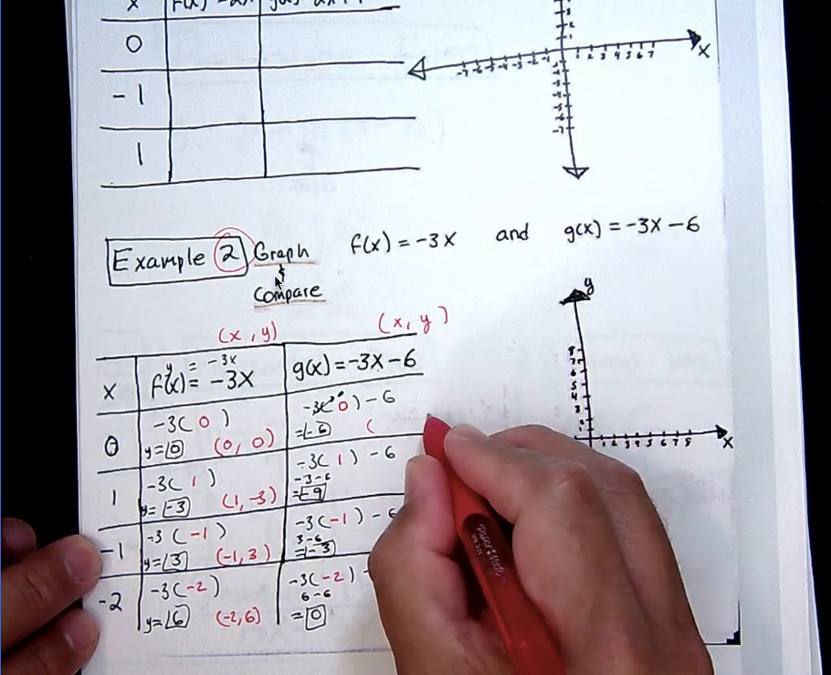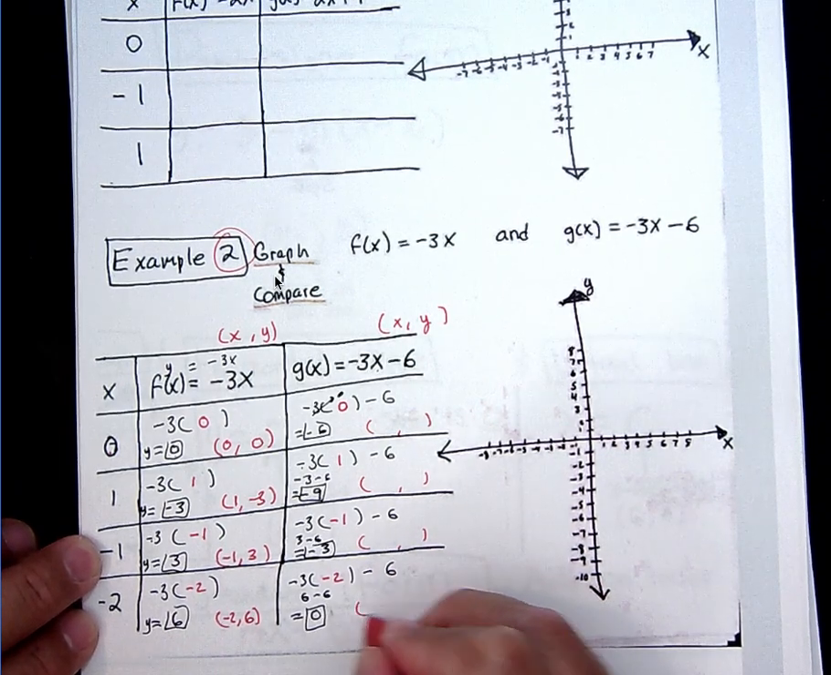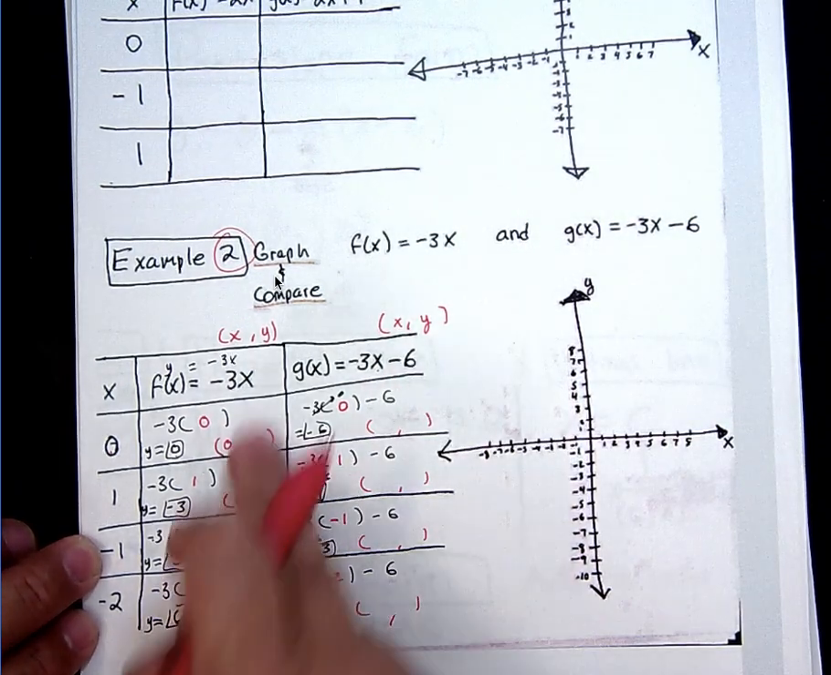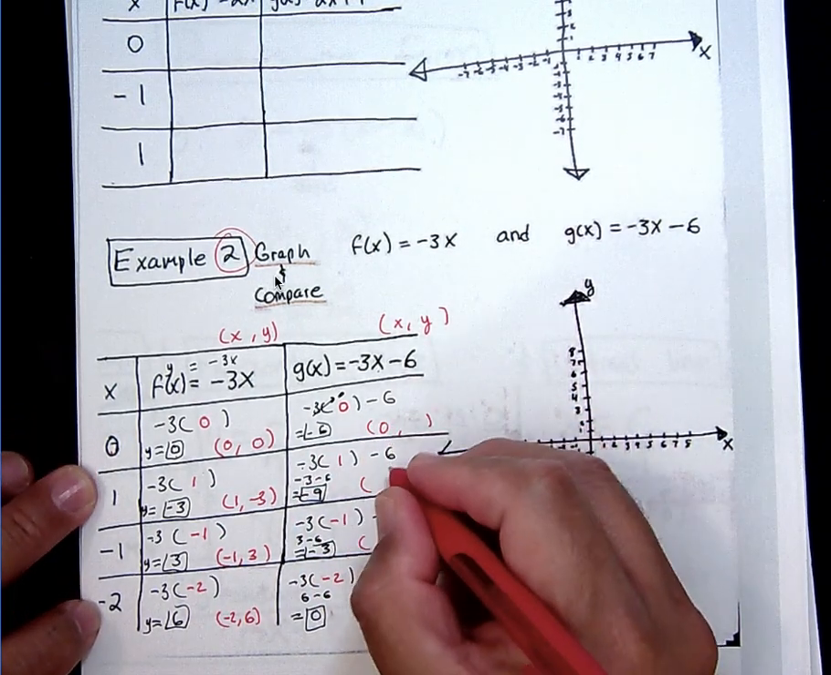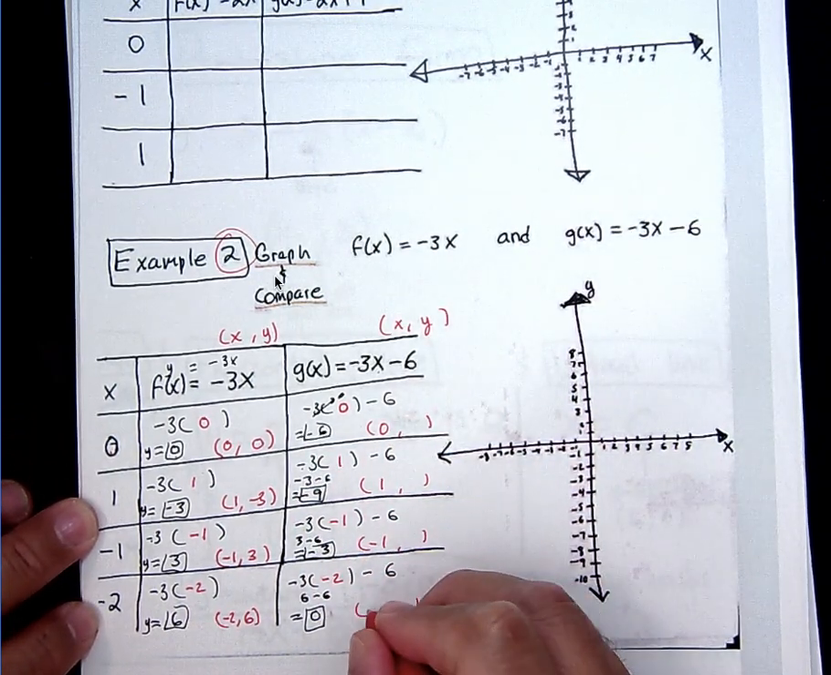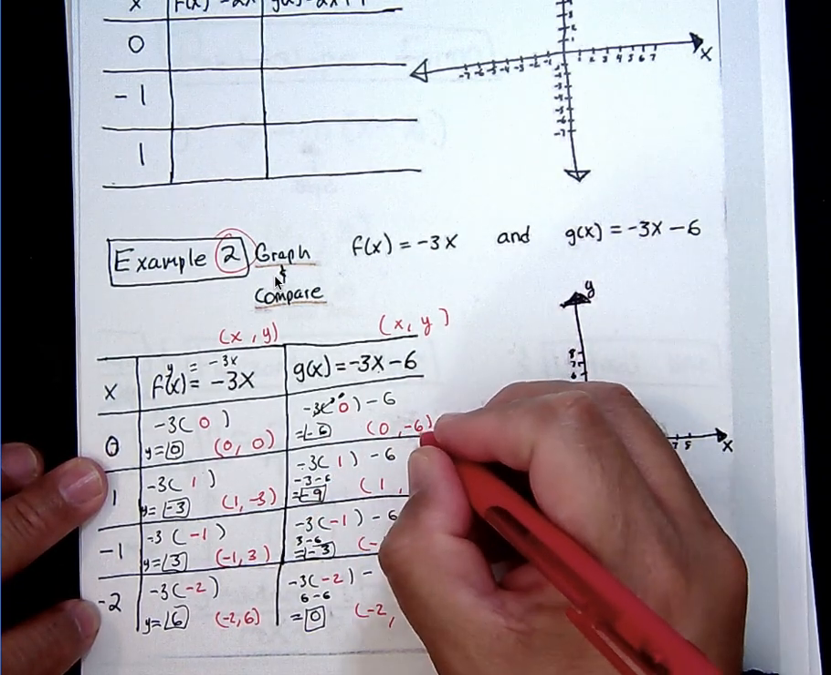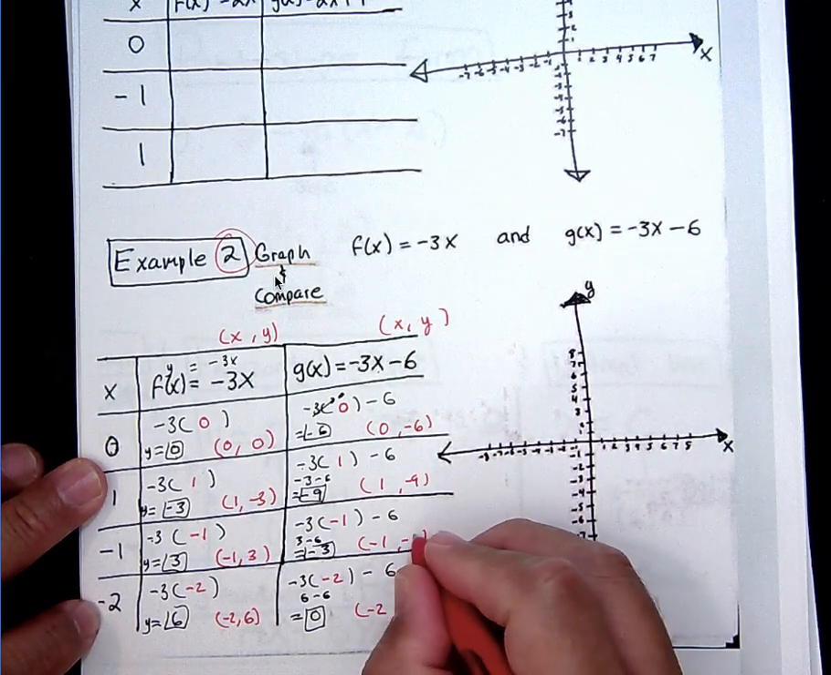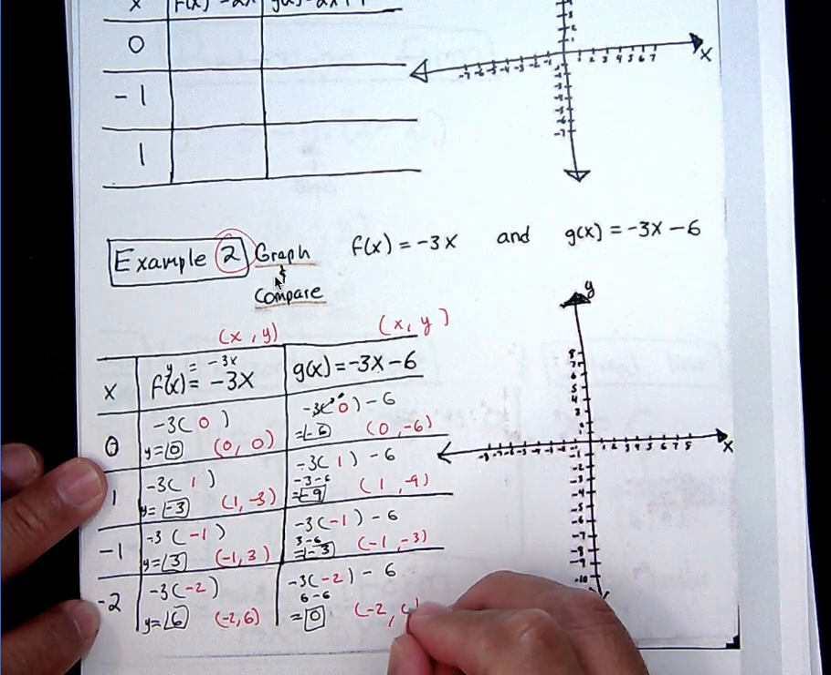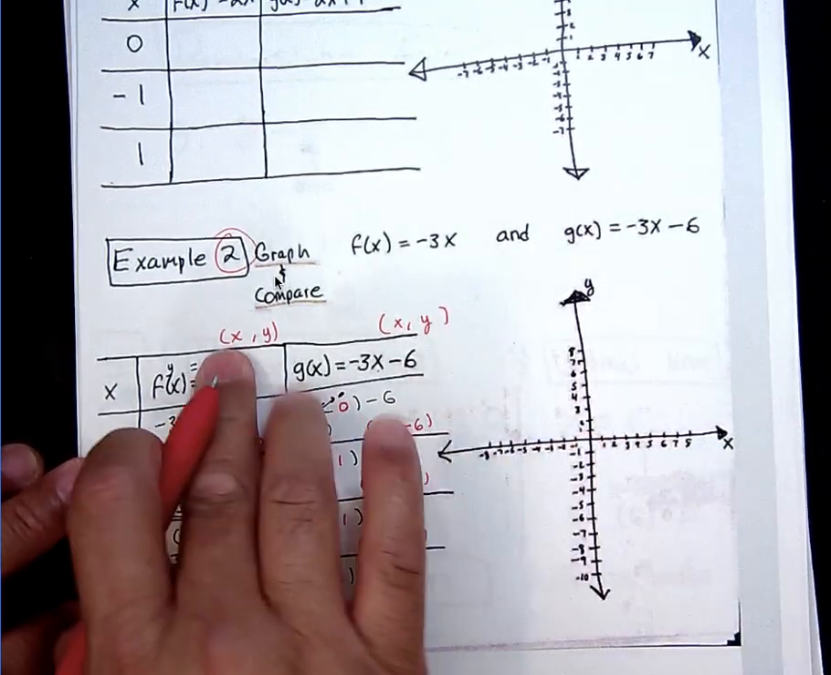Now let's write it for this one. These are all the ordered pairs because we need them to graph. That's why I'm doing this. So again, the same x's, 0, 1, -1, and -2, and then we got -6 here. We got -9 right here. We got -3, and we got 0. So these are the ordered pairs. You're gonna use those numbers to graph each function.